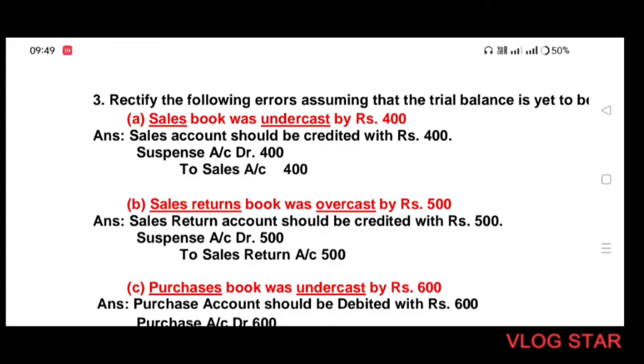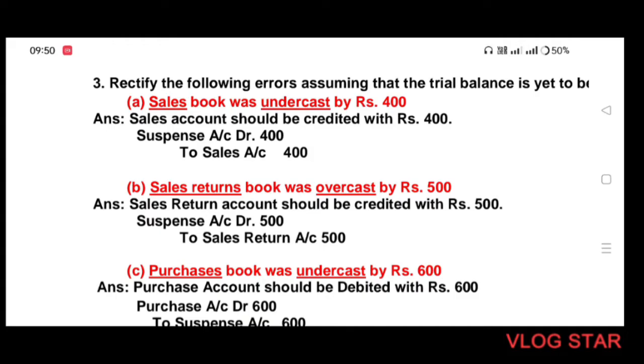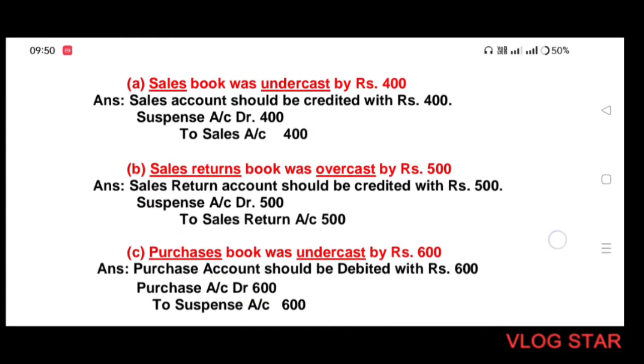Original entry you have to write. Sales is what? It is a credit balance. So simple. The answer is sales account should be credited with rupees 400. So suspense account debit to sales account. 2 means credit balance. Okay. So always you have to remember the first 2 points, so that this chapter is very easy to do it.